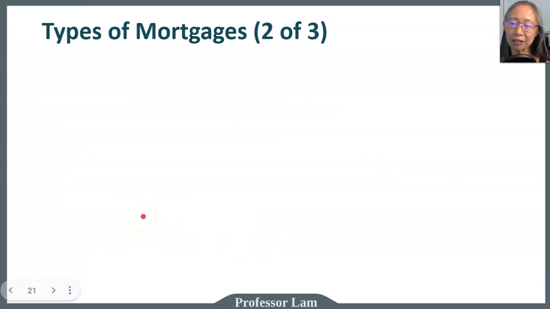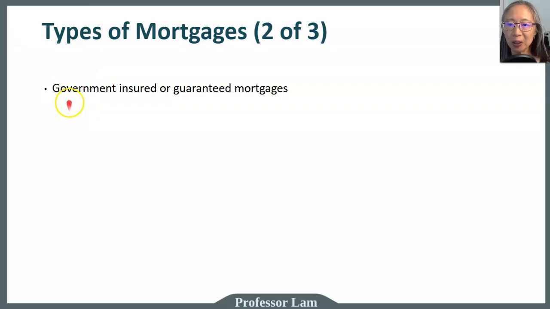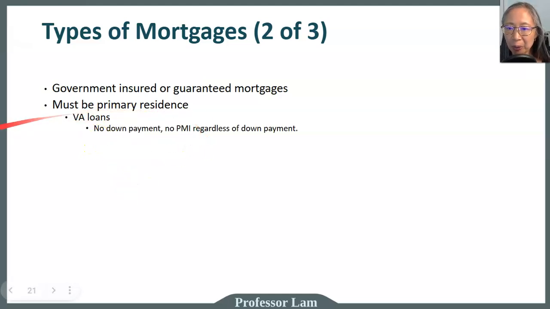If you do not qualify for the conventional conforming mortgages, there are other options. You can look into government-insured or guaranteed programs. One restriction across all these mortgages is that they must be your primary residence. The first type of government loan, and it is very popular, is VA loans. These are for veterans. So VA stands for Veterans Affairs loans. They do not require any down payment, and they don't require private mortgage insurance regardless of down payment. If you're a veteran, this is a great option even if you qualify for conventional mortgages.